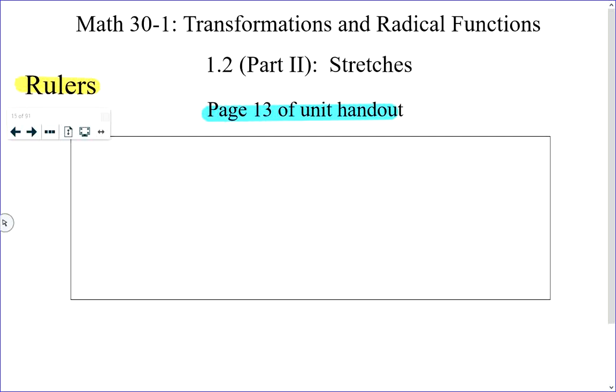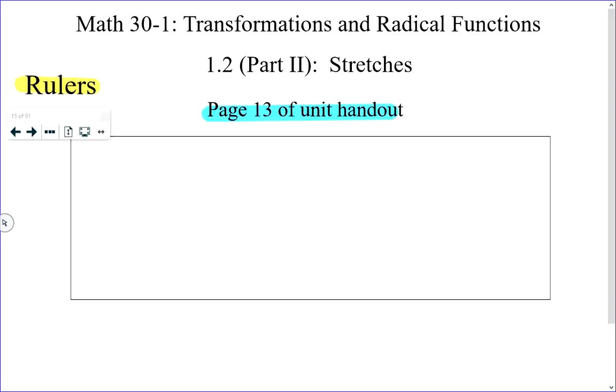So this is on page 13 of your unit handout. We're dealing here with stretches. What we're going to do tomorrow is put everything together. We've been looking at translations, that's the H and K thing, kind of in isolation. And then we've been looking at reflections in isolation. We haven't combined anything yet. We haven't said, well, what's going to happen if I reflect and then translate?